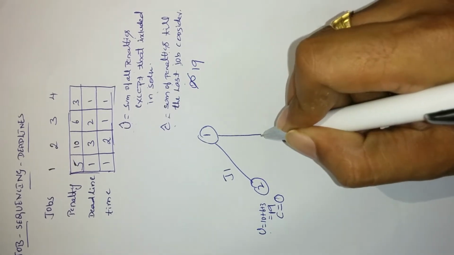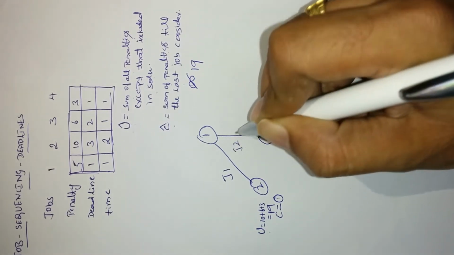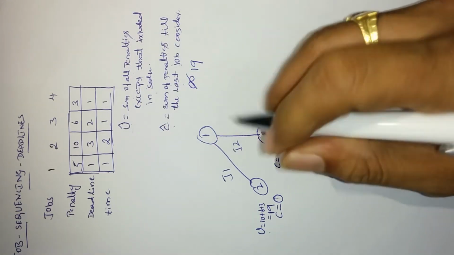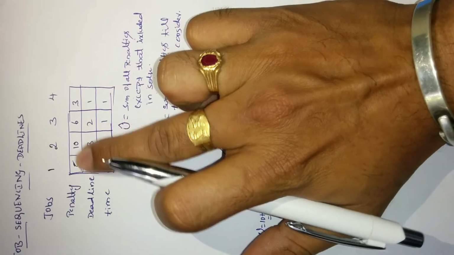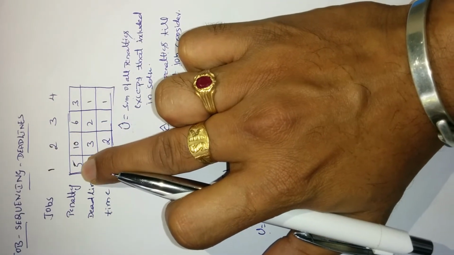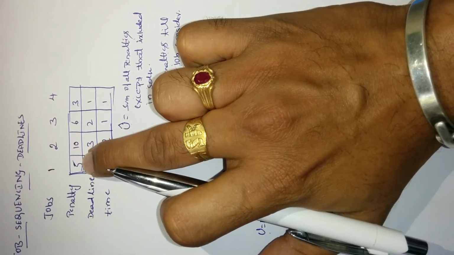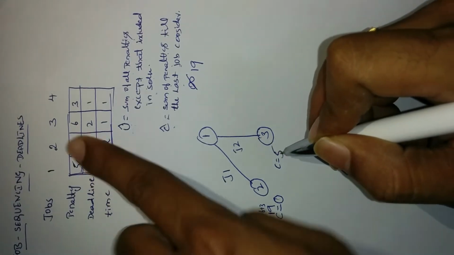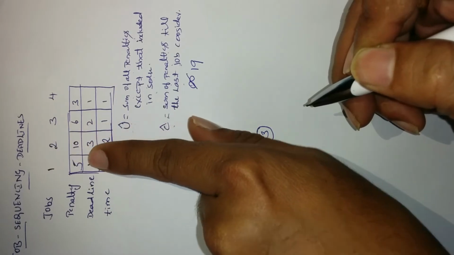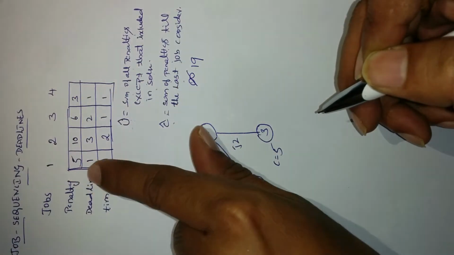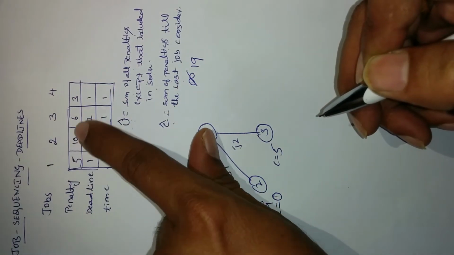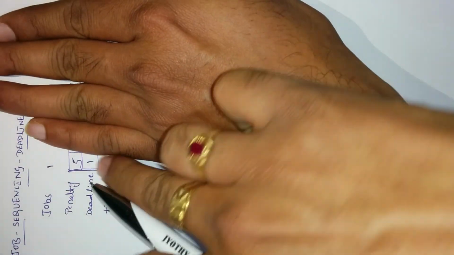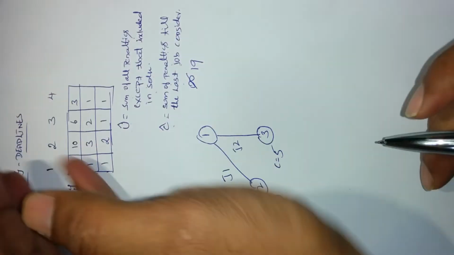This is job 2. Now what is the cost? C is equal to, job 2 is this one, and the remaining previous cost is how much? 5. This is the penalty. We are checking the penalty for job 2; we only have to observe this first row, not the others. So job 2 we are taking and the previous one is 5. So the cost is 5.